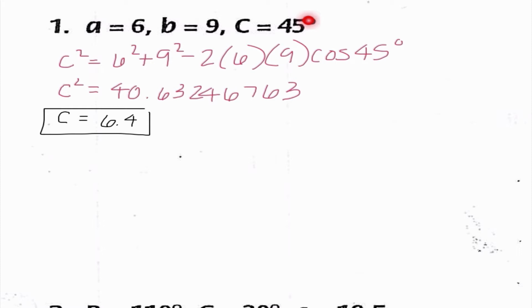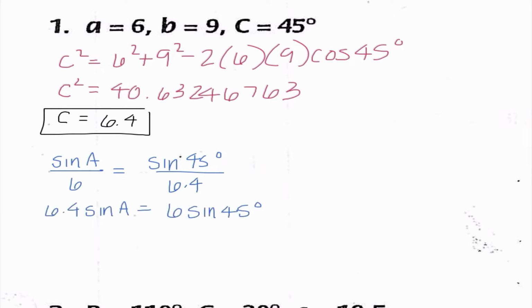So I'm going to go ahead and start now by finding angle A. And once again, on these problems, it's really important I'm showing all of my work. So in order to find angle A, I'm going to choose to use law of sines because I now have enough information to do that. So I wrote sine of angle A over 6 equals sine of 45 degrees over 6.4. And then I'm going to cross multiply and divide both sides by 6.4.